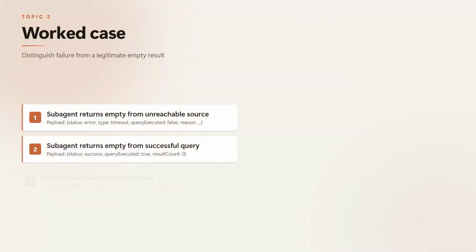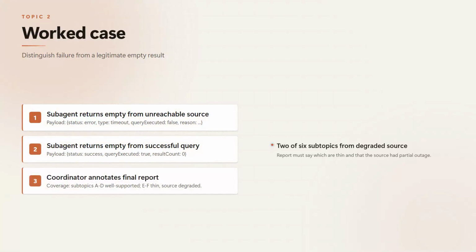Take the case where 2 of 6 subtopics came back from a degraded source. The subagent for those 2 returns a payload with status success, but a note that the source was partially available. The coordinator does not treat this as a failure. It includes the findings but annotates the report: subtopics E and F are thin. The source experienced a partial outage during retrieval. The alternative would be to either omit them entirely, losing what little data we have, or to present them as robust, which is dishonest. The annotation is the honest middle. The other cases in the document follow the same pattern. The key is always to preserve the distinction between query ran and query failed.